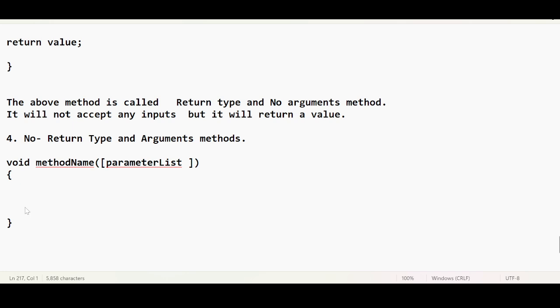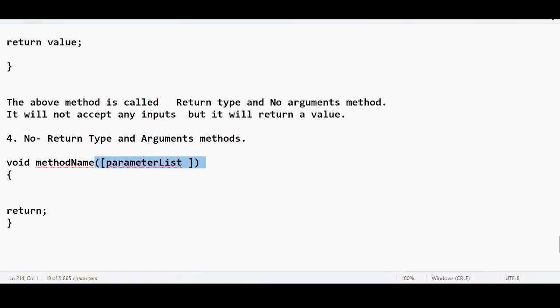It will not return anything. You will just keep the return keyword and terminate it with a semicolon. That's it. Return type is void, which is also called no return type, and arguments. You pass some arguments here.